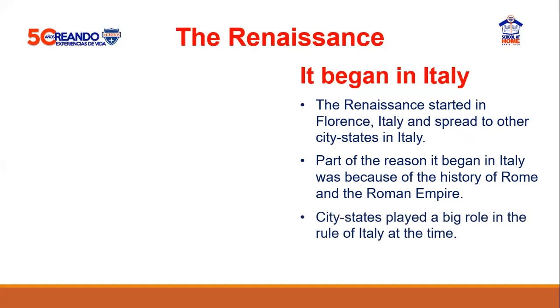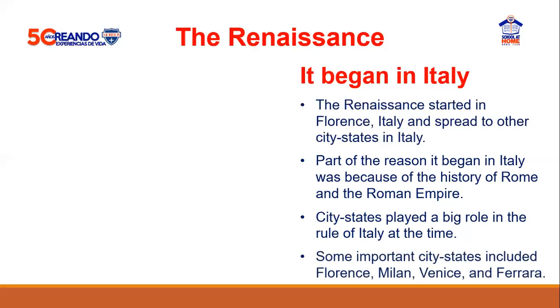City-states played a big role in the rule of Italy at the time because they were just small kingdoms. And so the local government played a big role in the development of each one of these city-states. Just to name a few, and the most important, you have Florence, Milan, Venice, and Ferrara.